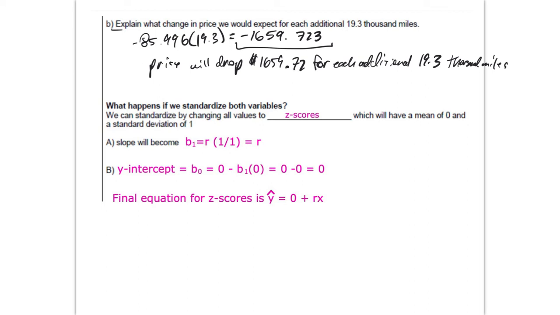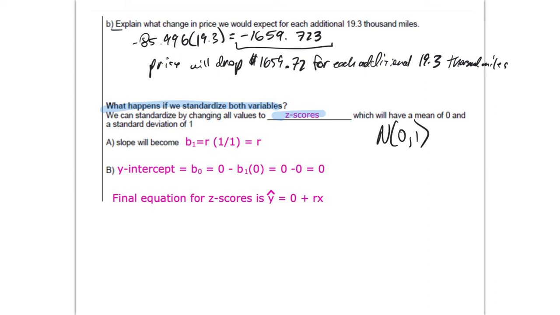Now, there's something down here that's interesting. It asks, what would happen if we standardize both variables? So we standardize our response variable and our explanatory variable. Well, the standard normal, right? They're saying this data is normally distributed, I think is the assumption we're making. We change them all to z-scores. So remember, a standard normal has a mean of 0 and a standard deviation of 1.